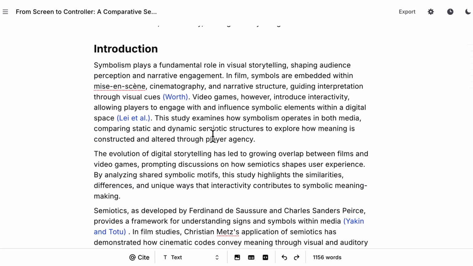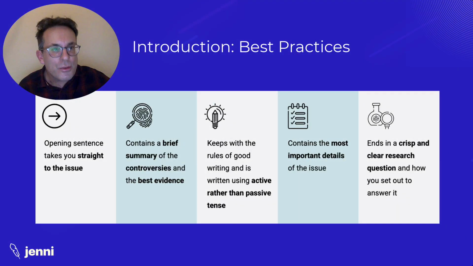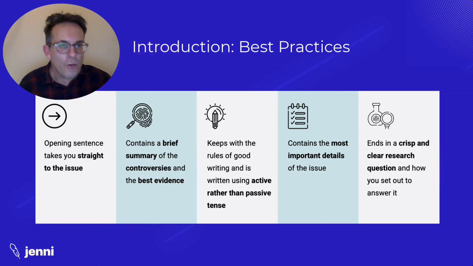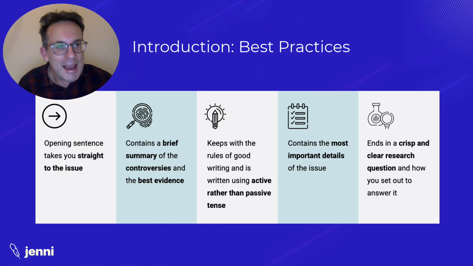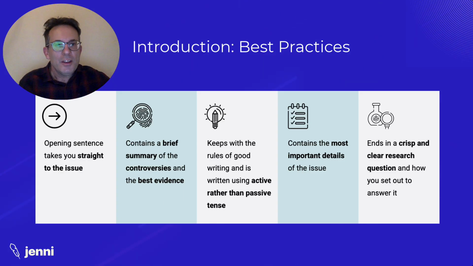Remember that we said that a well-written introduction should contain 3 sections? Well, section 1, what's the question? That opening sentence sets the scene for section 1 of your introduction. Section 2 is the summary of controversies and best evidence. And then ending in section 3 of your introduction with a crisp and clear research question, talking about how you set out to answer the question that your paper seeks to address.